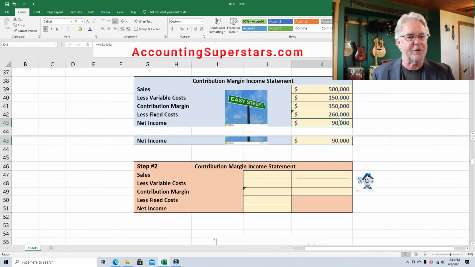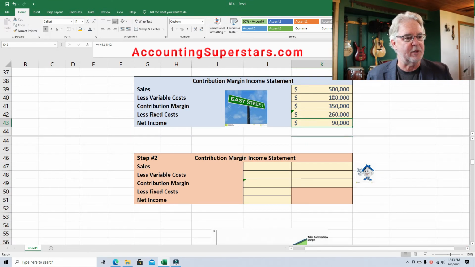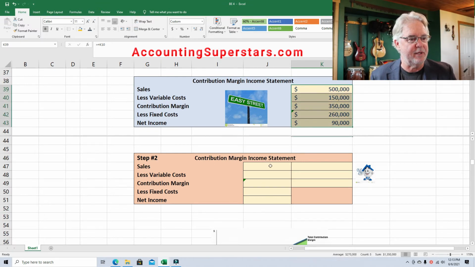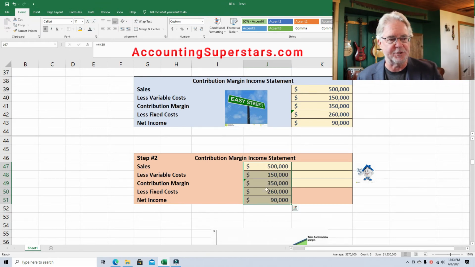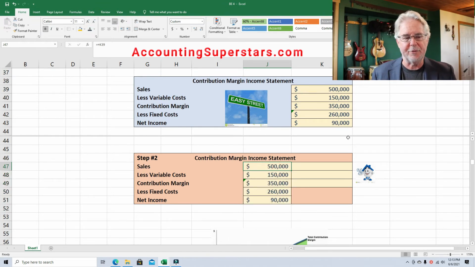So here's our little contribution margin income statement that we figured out right up here. What I'm going to do is just take these numbers and copy them right down here. When you're doing your homework, you don't have to make up a separate contribution margin income statement. I just didn't want to throw too much at you at once. That was my motive here. So let's figure out these percentages.